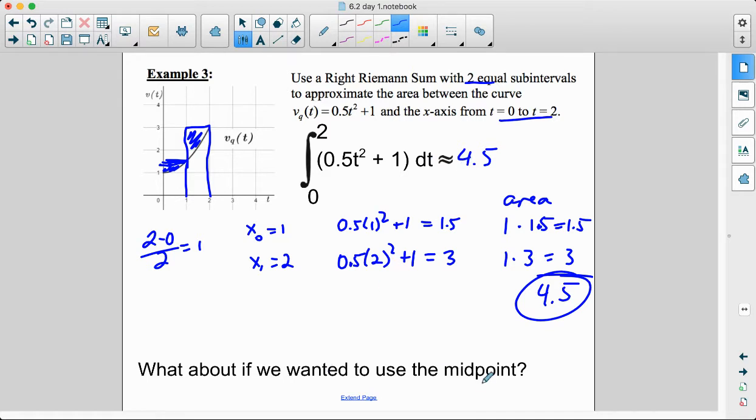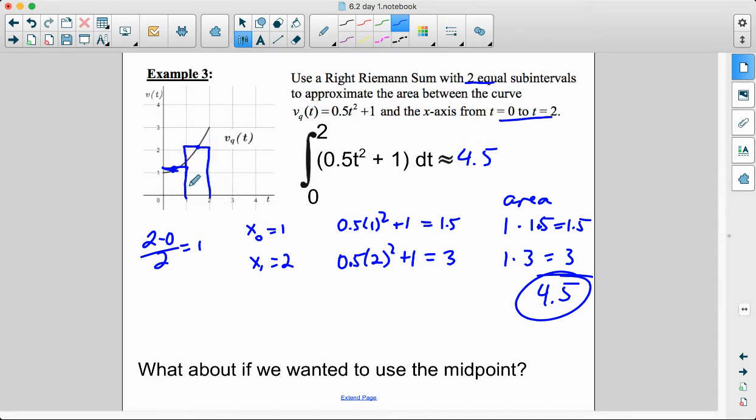And we could use the midpoint too. So if we wanted to do the midpoint of the rectangle on the curve, the midpoint between 0 and 1 would be 0.5. So then our rectangle would have a height of whatever the y value is at 0.5. And then this one, the y value at 0.5 is here. So our rectangle would be that high.